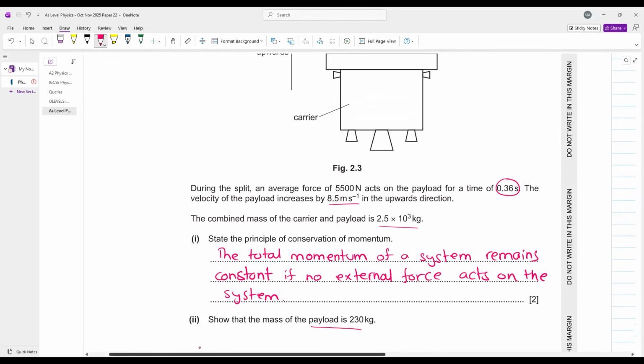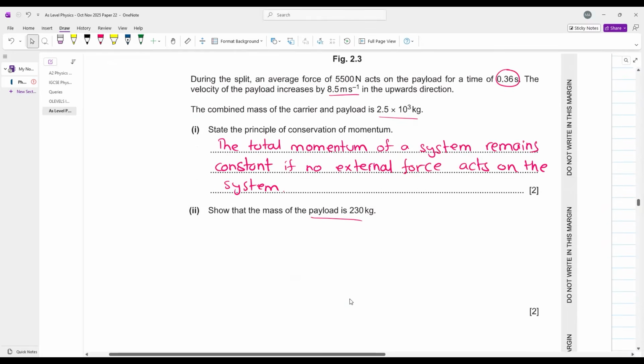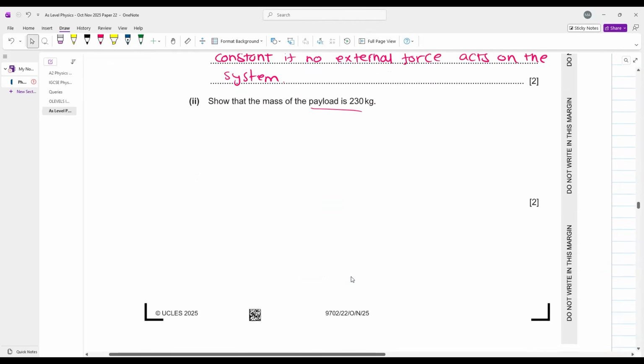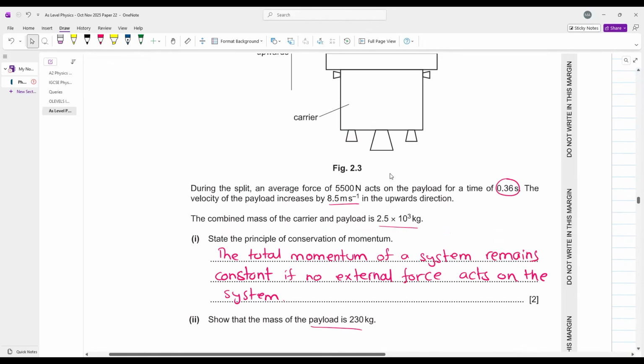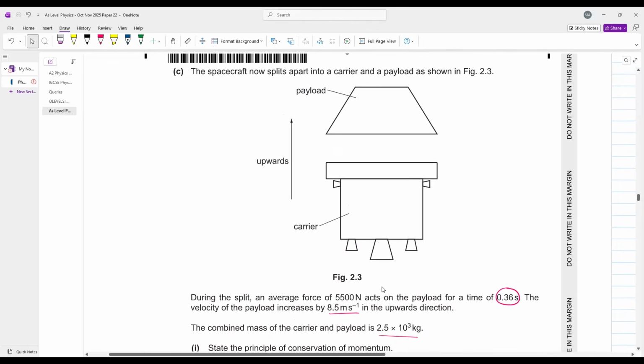Show that the mass of the payload is this. बेटा हमने बताना है कि mass of the payload is 230 kg. How will we do that? How will we show that the mass of the payload is 230 kg? चलो देखते हैं. First of all, do you realize कि हमें information क्या given है? During the split, an average force of एक average force लग रही है 5500 न्यूटन्स की on the payload upward for a time of 0.3 seconds.